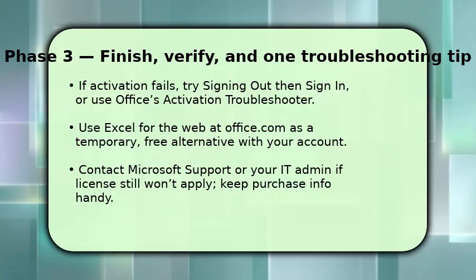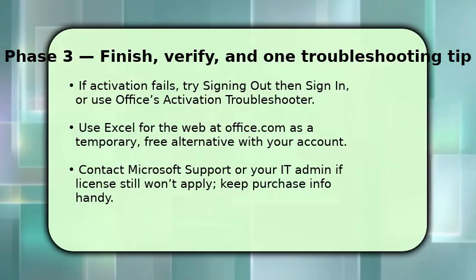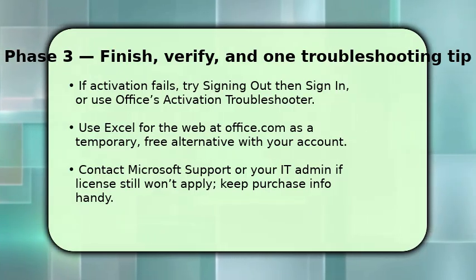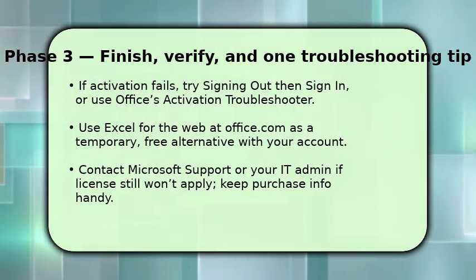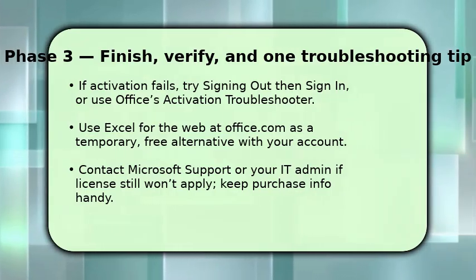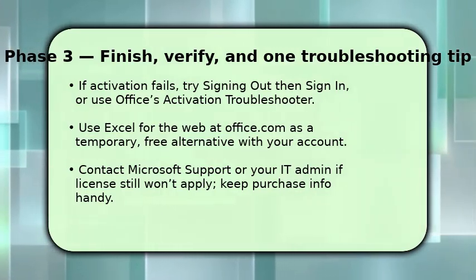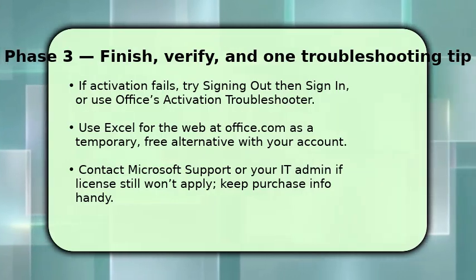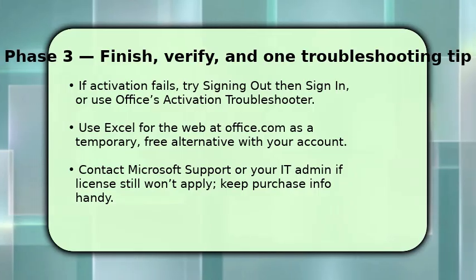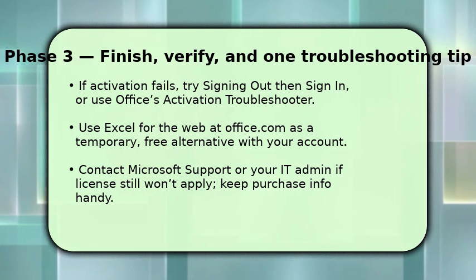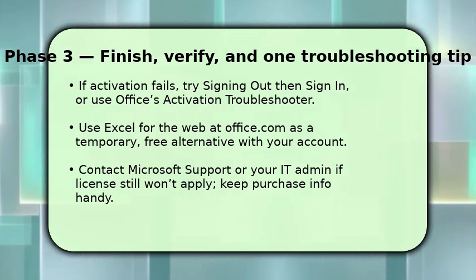If activation still fails, sign out of Office, clear cached credentials in Windows Credential Manager, then sign back in. This often forces a license refresh. You can use Excel for the web at Office.com while resolving the desktop issue, and keep any purchase receipts or tenant info ready when contacting Microsoft support or your IT administrator. That single troubleshooting tip, clear credentials and re-sign, resolves most account-linked activation problems.